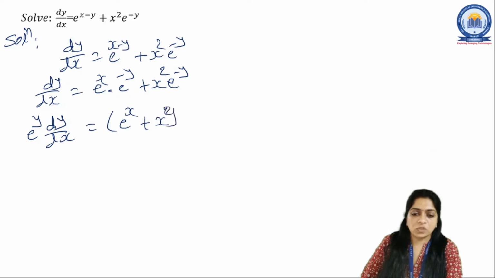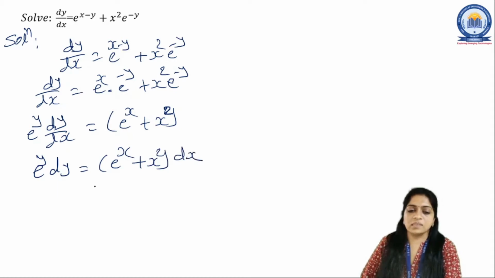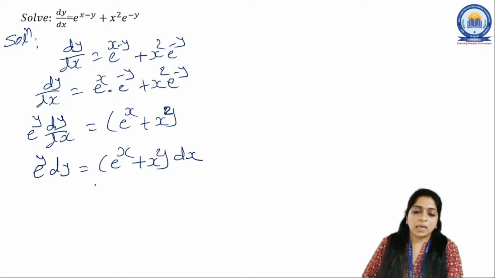Students, I keep e raised to minus y common from the right hand side, and I put e raised to minus y on the left hand side. So, minus y power converts into the positive power. Now, e raised to y dy, e raised to x plus x square, and I put this dx on the right hand side. So, now my variable separable method is applicable, because the multiple of dy is a function of y only, and the multiple of dx is a function of x only.